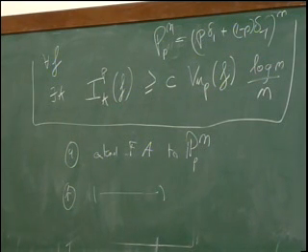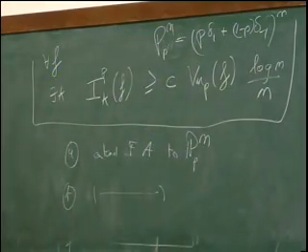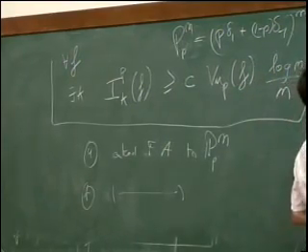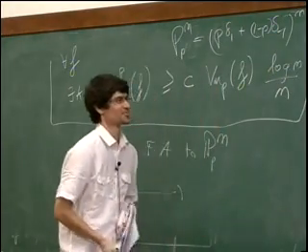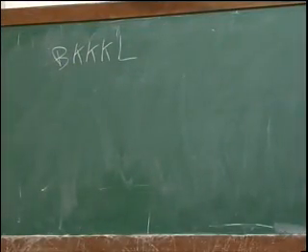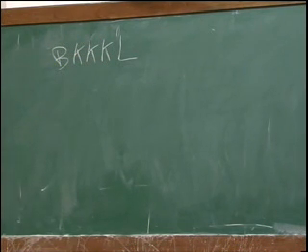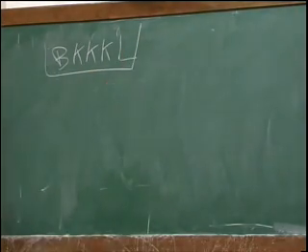And this follows from the following result. KKL was long, but now this is even longer. This is called BKKKL. Yeah, so of course some of these K are the same as previously. This is Bourgain, Kahn, Kalai, Katznelson, and Linial. And they extended the KKL theorem as follows.